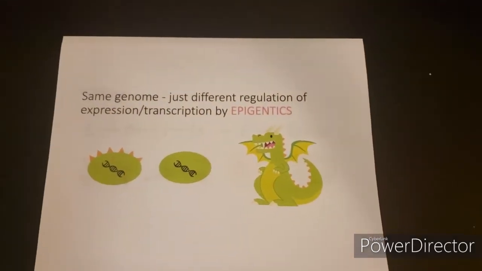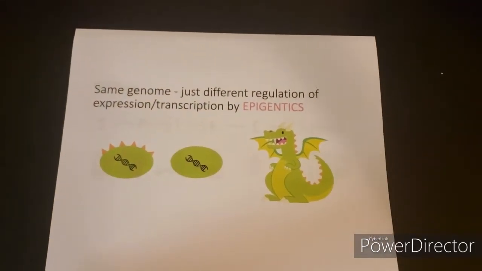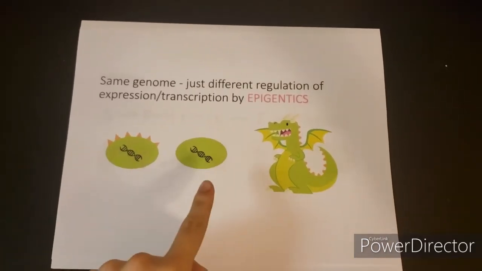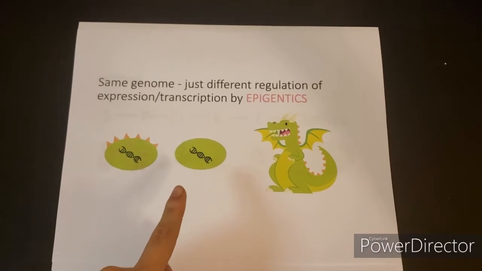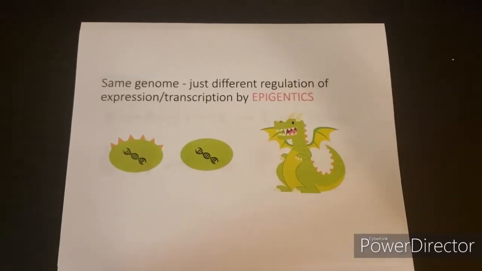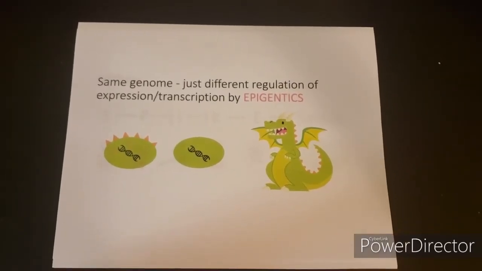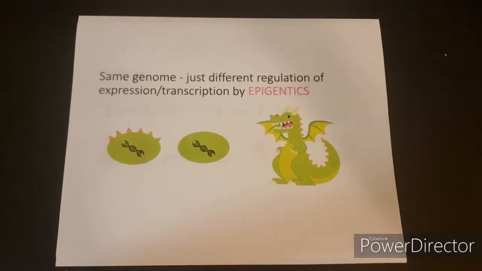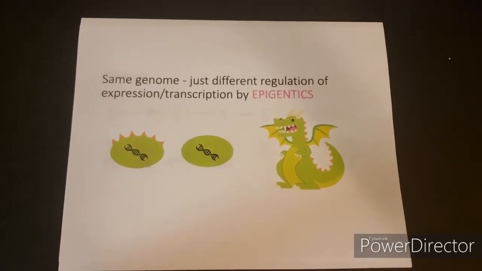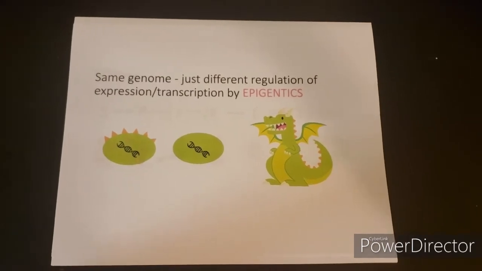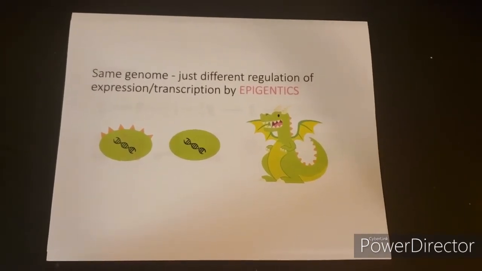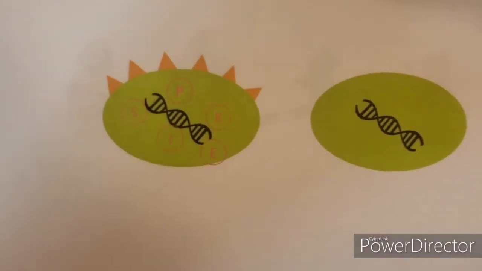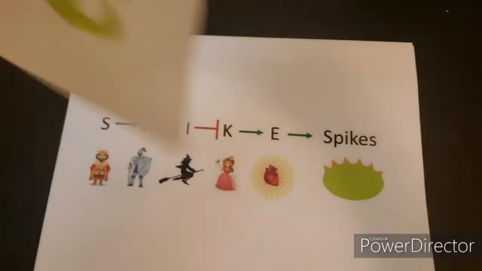So today we're going to be discussing why dragons only have spikes on certain parts of their skin. So these here are two skin cells, and one has spikes and one doesn't, and they both have the exact same DNA. So why are they different? It's because of epigenetics, where things such as proteins can affect the regulation of expression or transcription of the DNA inside the epithelial cells. So we're going to be focusing on these proteins S, P, I, K, and E.